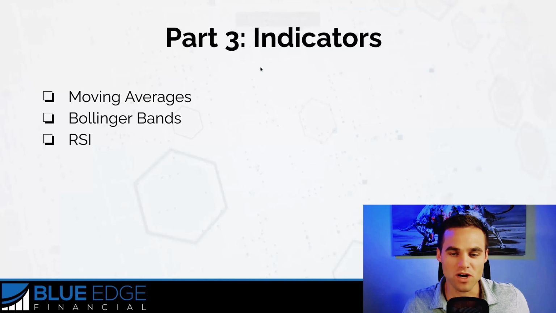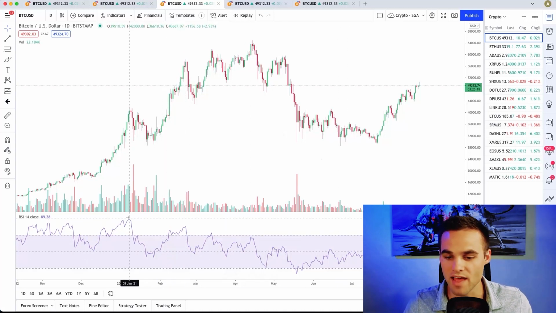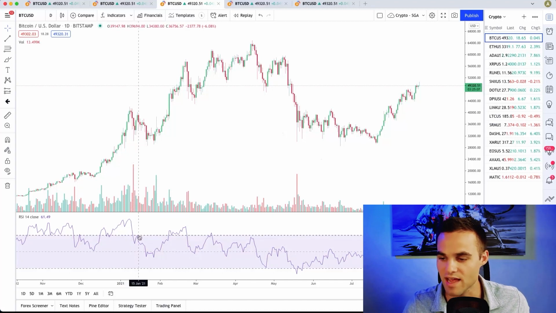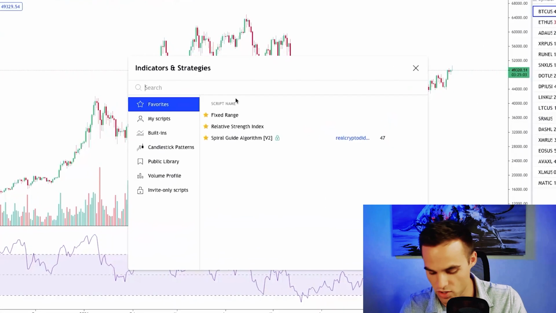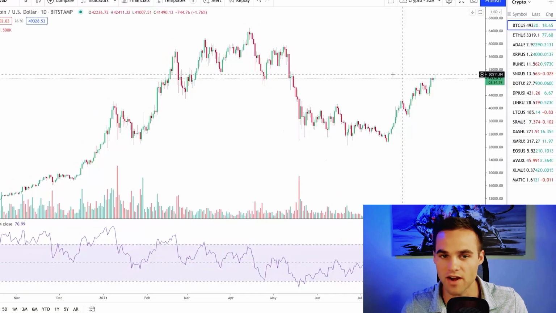The next indicator that we're going to talk about is the Relative Strength Index, or the RSI. So the RSI is what's known as an oscillator, meaning that the indicator oscillates between 0 and 100 on this scale, as you can see here. And basically what the RSI does is it tells us when an asset is likely to be oversold or overbought. So in order to put this onto your chart, you can just come in here and type in RSI and click it on there, and there you have it.